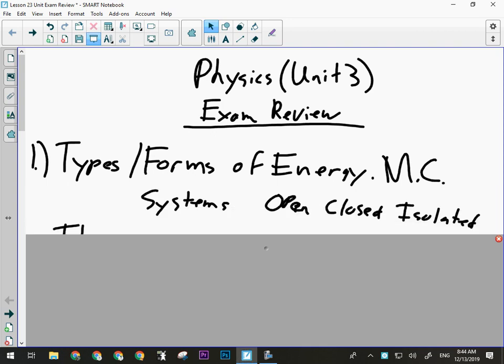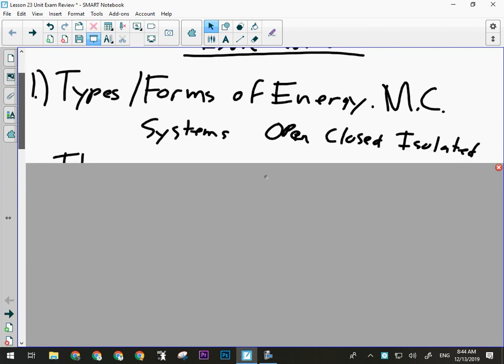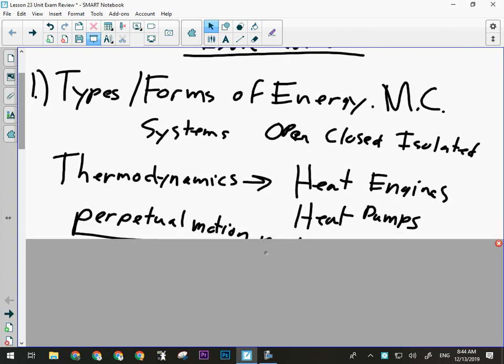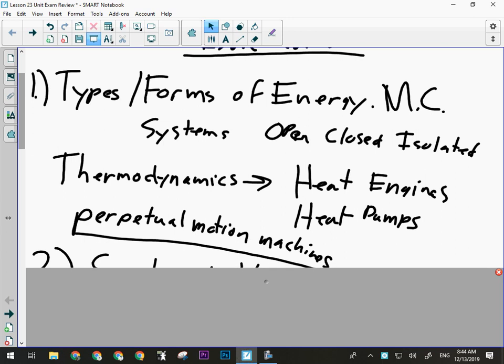Definitely know the different systems: open, closed, and isolated. We talked about those like the second day, I think. Open systems exchange matter and energy with their surroundings. Closed systems exchange only energy, and isolated exchange neither. And that day we also talked about the laws of thermodynamics, and we talked about heat engines and heat pumps and perpetual motion machines as well.